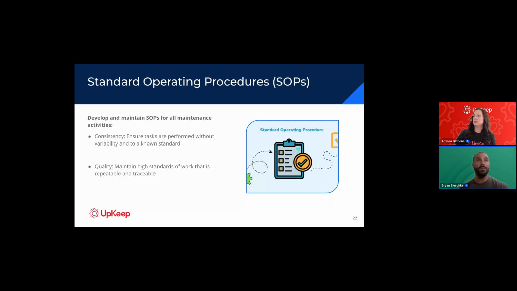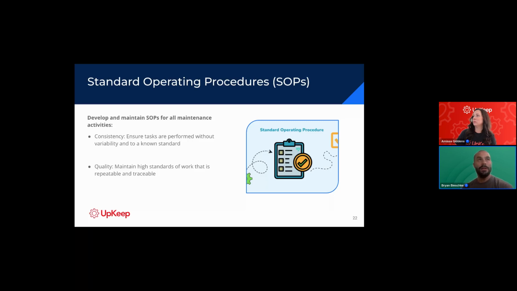So consistency: we want to ensure tasks are performed without variability and to a known standard. That goes back to task lists, but the known standard is important. What is the standard? What does right look like? And if you're not sure, well, you need to get a team together that does understand what's happening and then all agree upon what right looks like and then develop your SOP.